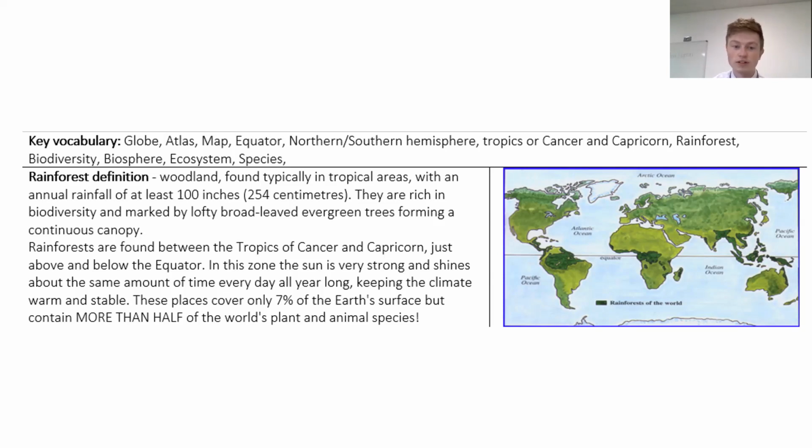Rainforests are found between the tropics of Cancer and Capricorn, just above and below the equator. In this zone, the sun is very strong and shines about the same amount of time every day, all year long, keeping the climate warm and stable. These places cover only 7% of the Earth's surface, but contain more than half of the world's plant and animal species. So here we can see a map of the world with all those keywords in there.